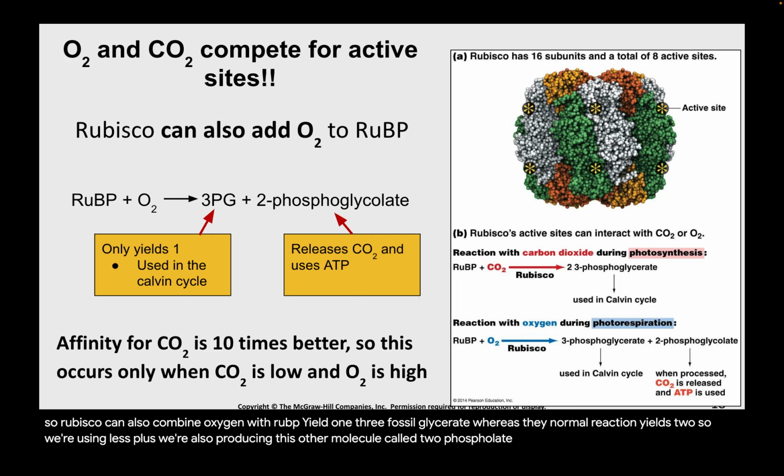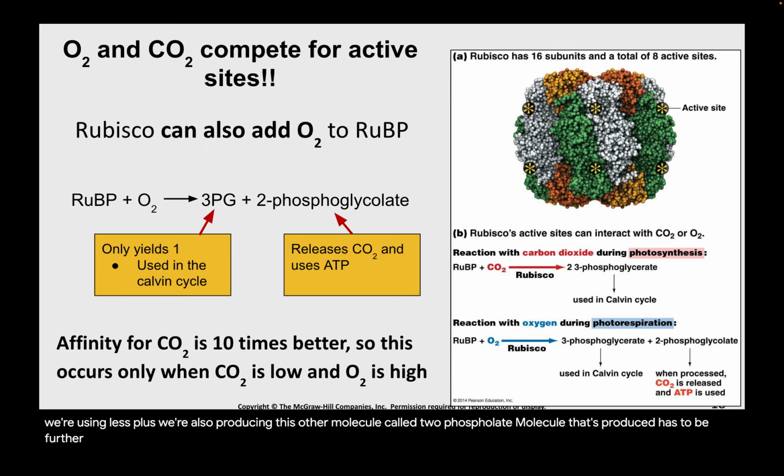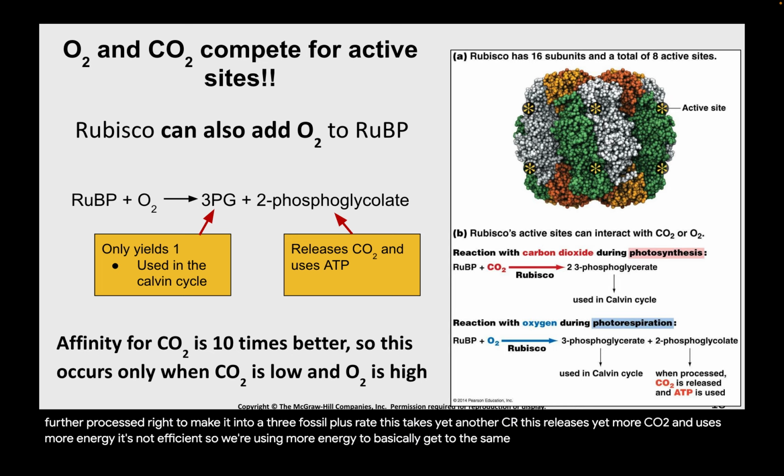This other molecule that's produced has to be further processed to make it into a 3-phosphoglycerate. This releases yet more CO2 and uses more energy. It's not efficient, right? So we're using more energy to basically get to the same end result.